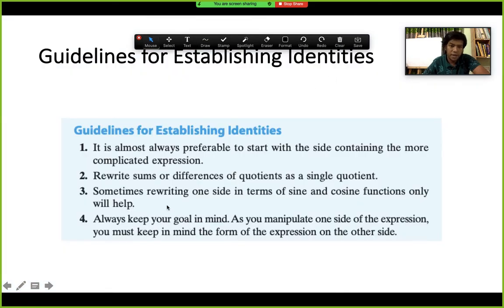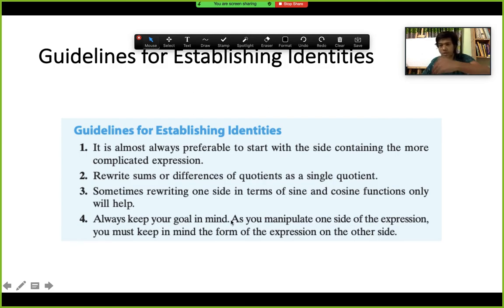And then this is the guideline for establishing the identities. As you know, it is almost preferable to start with the side containing the more complicated expression, and rewrite the sum or difference quotient as a single quotient. Then sometimes rewriting one side in terms of the sine and cosine functions only will help. So see, this is why for most of the math, sine and cosine functions help us to work with everything very easily. Always keep your goal in mind. This is a very important thing. Always keep your goal in mind for solving the mathematics.